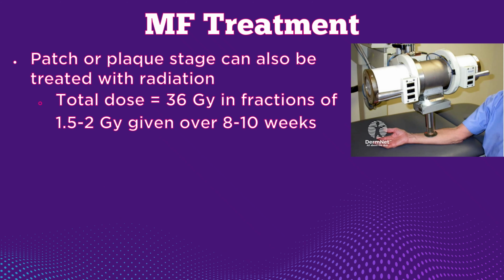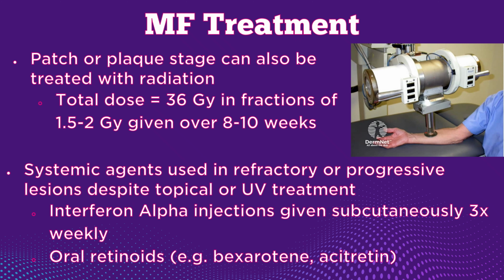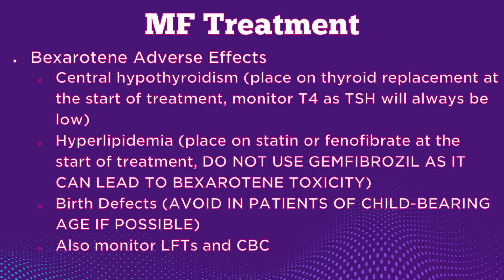Patients with patch or plaque stage MF can also be treated with radiation therapy, with a total dose of 10 to 36 grays in fractions of 1.5 to 2 grays that are given over 8 to 10 weeks. If lesions are refractory or progressive despite topical or UV treatments, more systemic treatments can be added. These include interferon alpha injections given subcutaneously 3 times weekly, or oral retinoids such as bexarotene. It's important to remember, bexarotene can cause central hypothyroidism and thus should be monitored and treated accordingly.